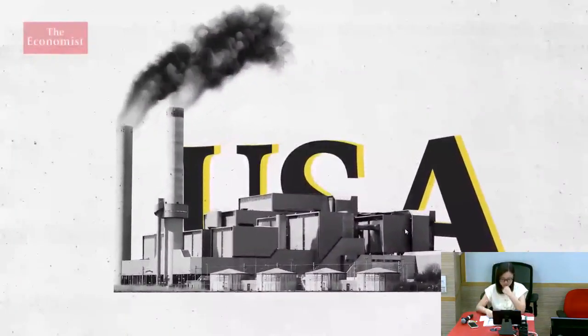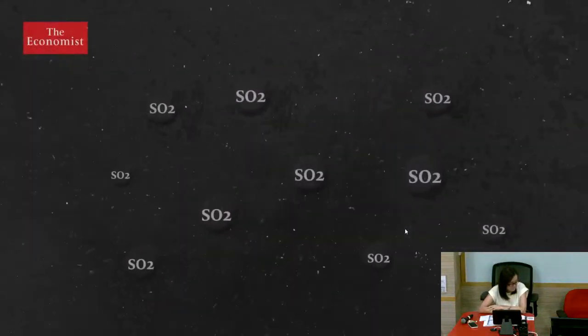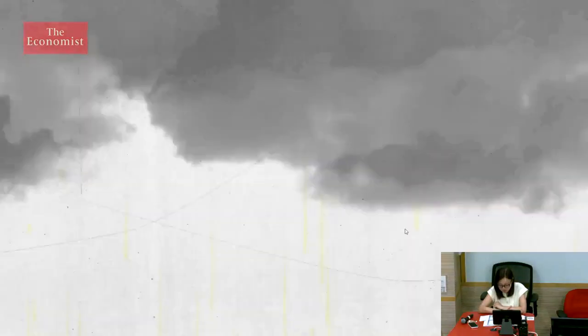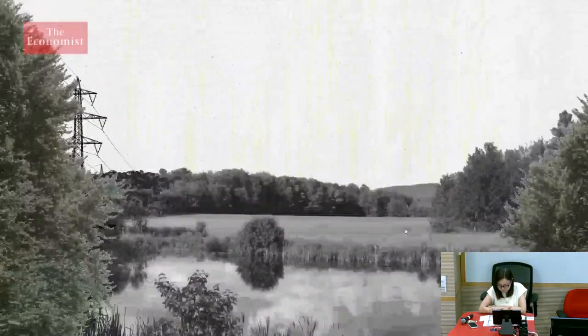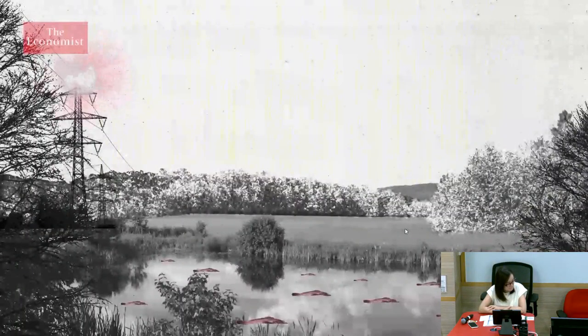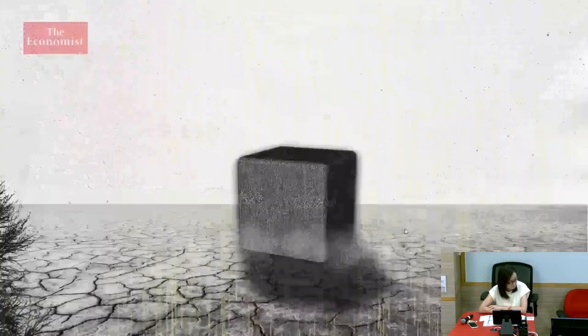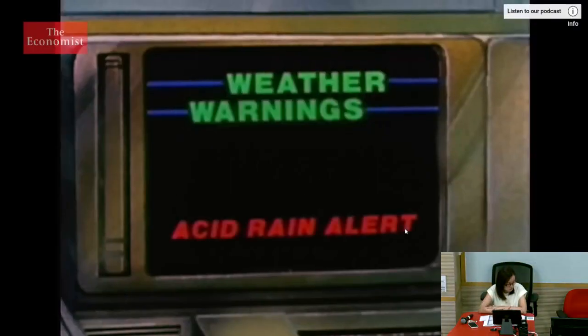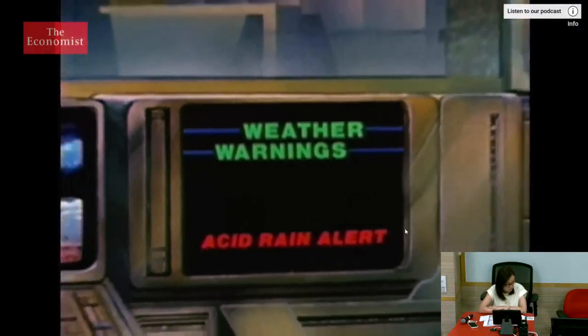Towards the end of the 1980s, America had a problem. For years, its power stations had been emitting large amounts of sulfur dioxide, which was falling back to Earth as acid rain, causing harm to plants, aquatic animals, and infrastructure. But there was no incentive for the power plants to stop emitting sulfur dioxide. Weather warning on acid rain alert is in effect.